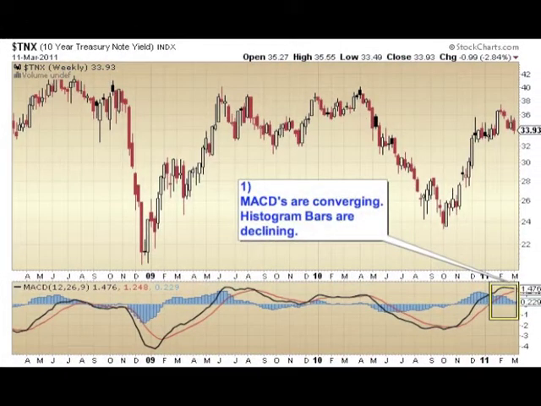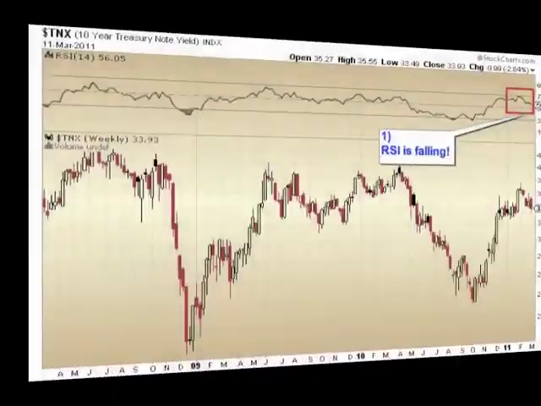And the MACDs and the histogram, they're still in positive territory, but they don't look good. They look like they're about to confirm the move in the stochastics. The black line and the red line are starting to converge on each other here on the MACDs. Histogram bars are very close to that zero level where we're going to get a bearish signal. Again, I don't know who's going to be buying these Treasuries, but it looks like money is going to be flowing into Treasuries as interest rates look like they're headed lower.